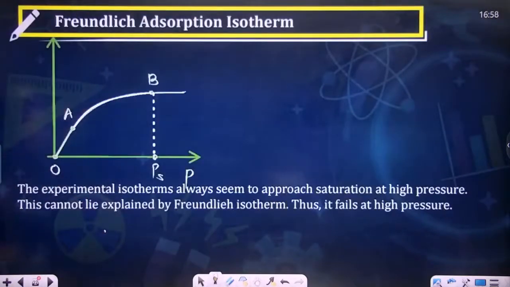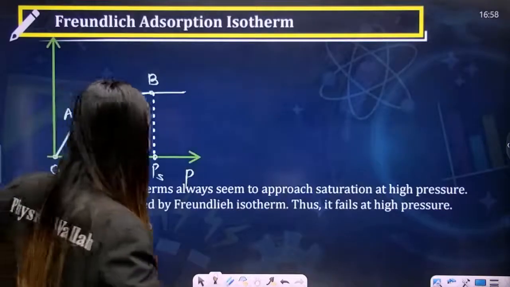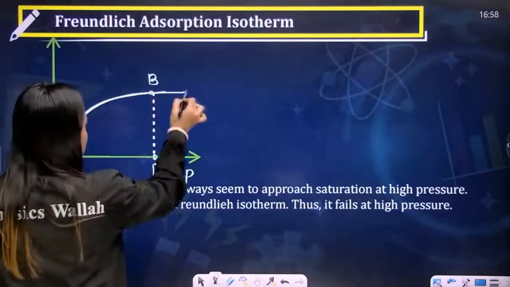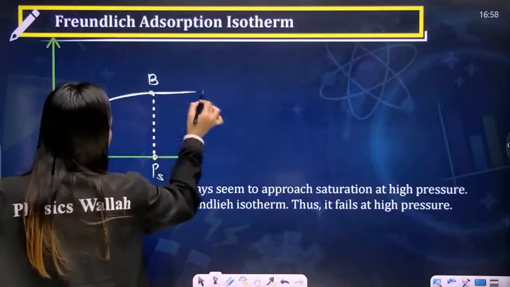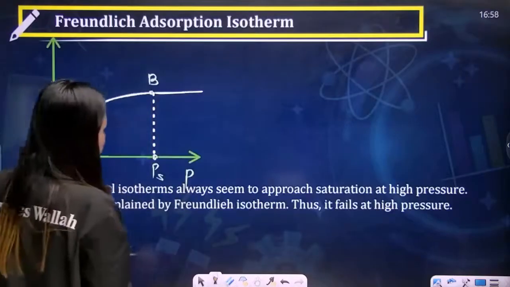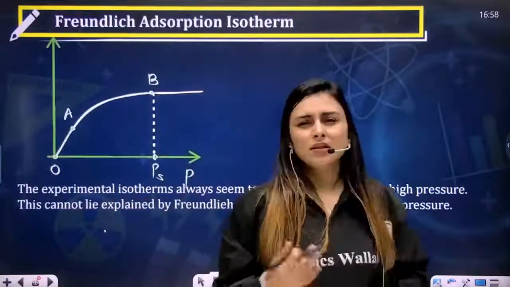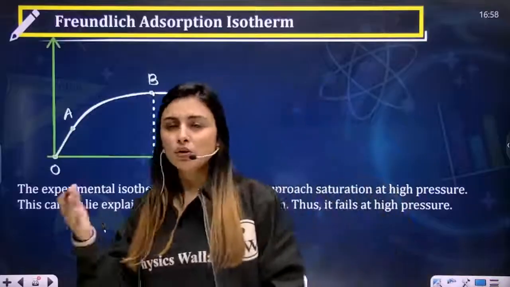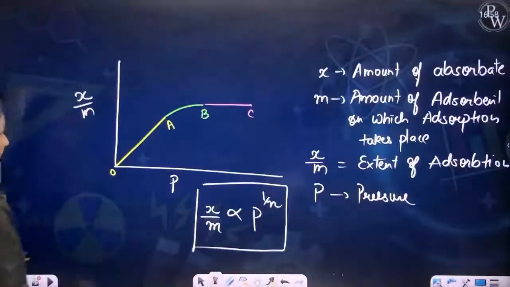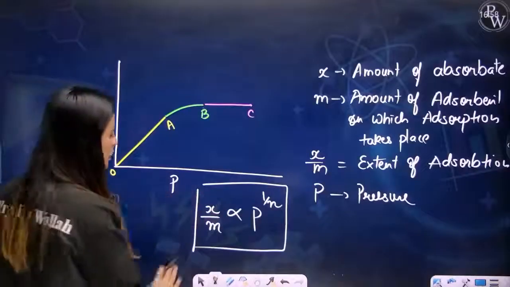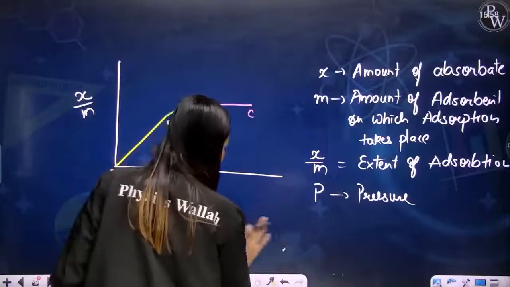The experimental isotherms always seem to approach saturation at high pressure, so they have reached a saturation point at high pressure. This cannot be explained by the Freundlich isotherm, so that is the reason. So this was the drawback. We'll talk about the drawback later, but we have got the idea that this is something that is happening. So I'll write this on the next page.